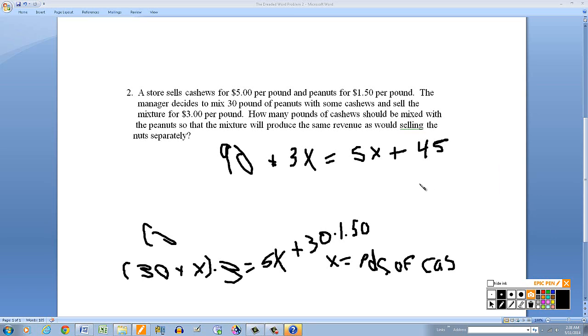Okay, so let's solve this for x. Let's bring this 5x over to this side, make that minus 5x, and 3x minus 5x is a negative 2x. Take this 90 over to this side, makes it a minus 90, and 45 minus 90 is a negative 45. We want to solve for x, so divide both sides by negative 2. The left side will just give me x by itself. Negative 2's will cancel. And then negative 45 divided by negative 2 is 22.5.